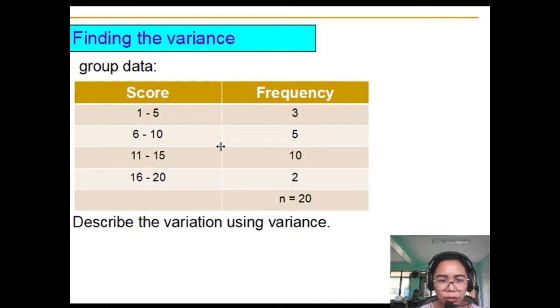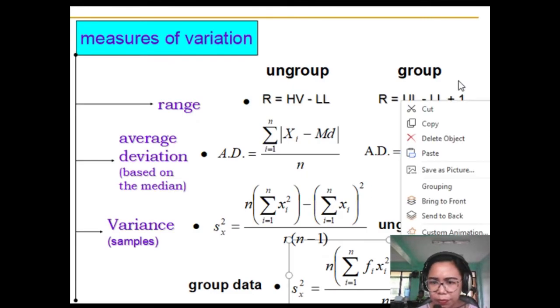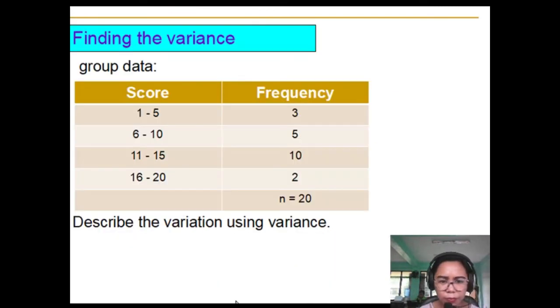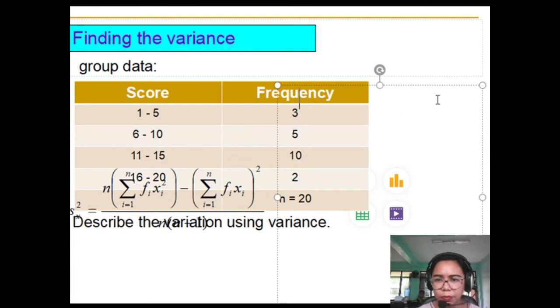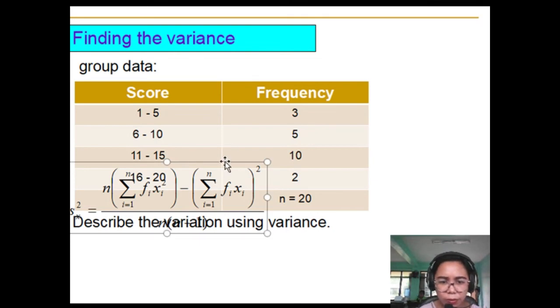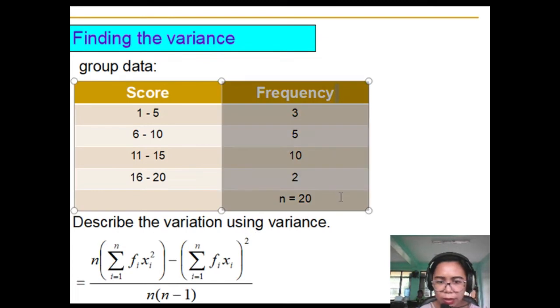Calculate the variation of this data set using the measure variance. Okay, let us recall the formula of calculating the variance given group data. Okay, so we need our class mark. We will again add another column.